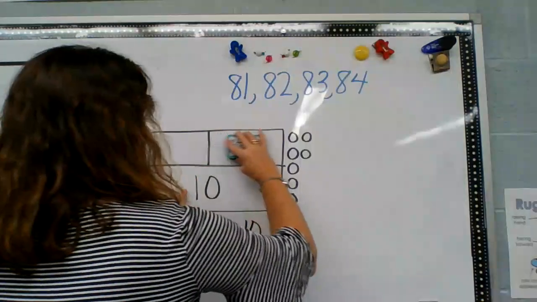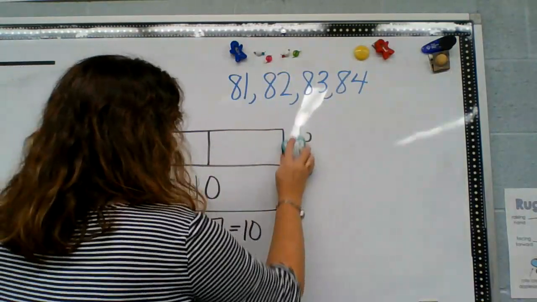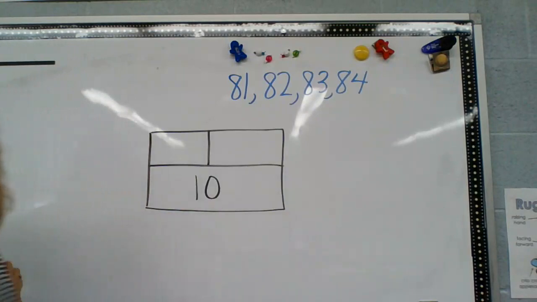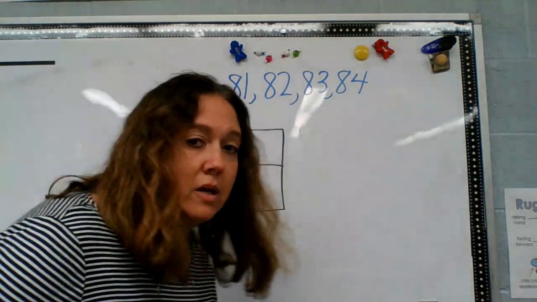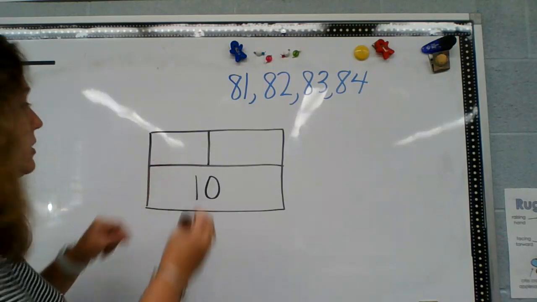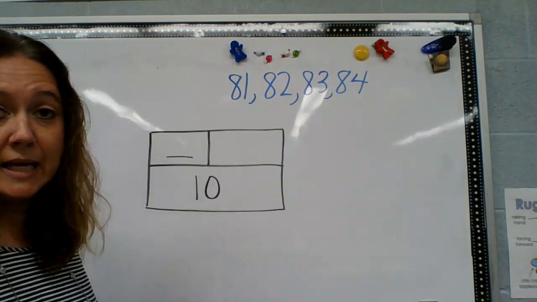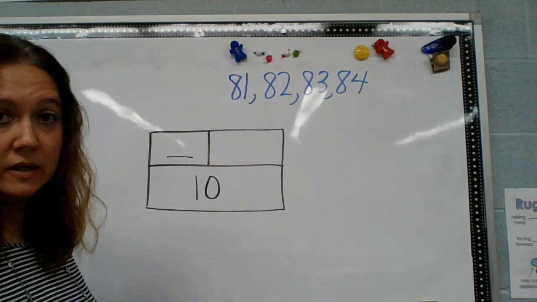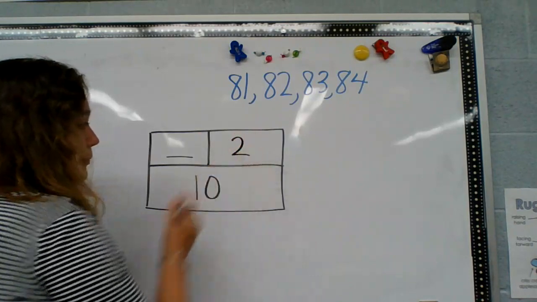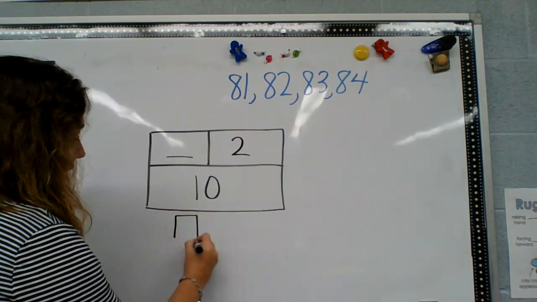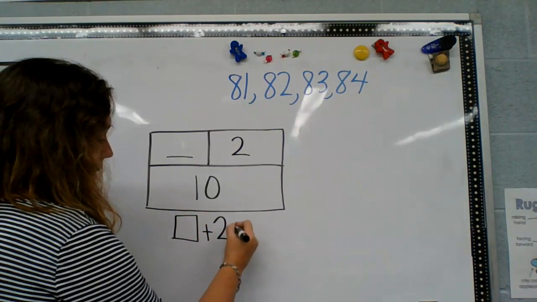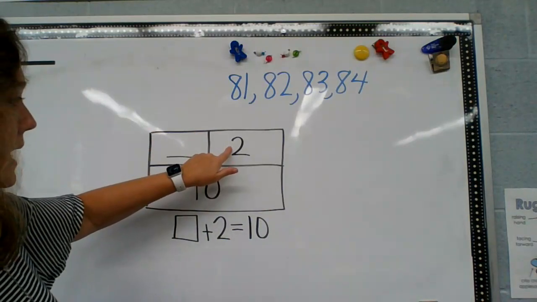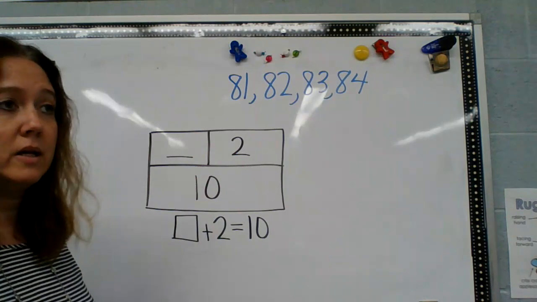Every time it's going to be 10. If you have a piece of paper out, you need to draw another one of these. Okay, this time we don't know the first part. So that's blank. The second part is 2. So now it's blank plus 2 equals 10. We don't know this part, but we do know the second part. Every time today, it's equaling 10.